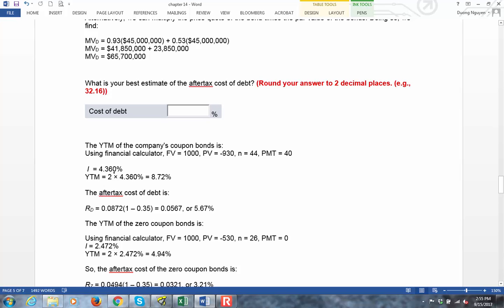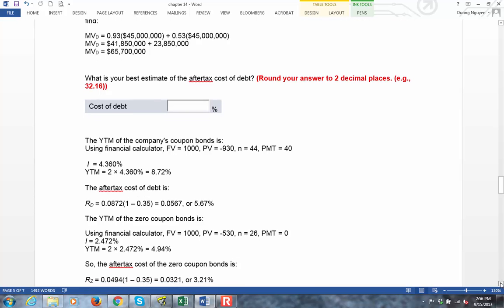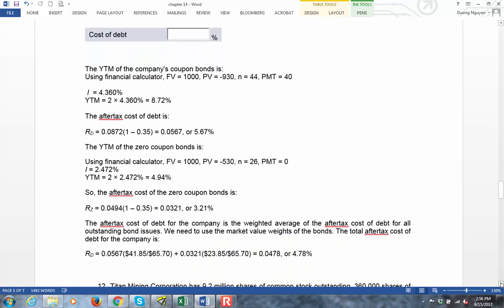You put it in the calculator, and you will get I, which is the interest, of 4.36%, but this is only for 6 months. The yield to maturity would be 2 times 4.36, which is equal to 8.72%, and the after tax would be 8.72% times 1 minus 0.35, equal to 5.67%. Very similar. Do that for the 0 coupon bond.